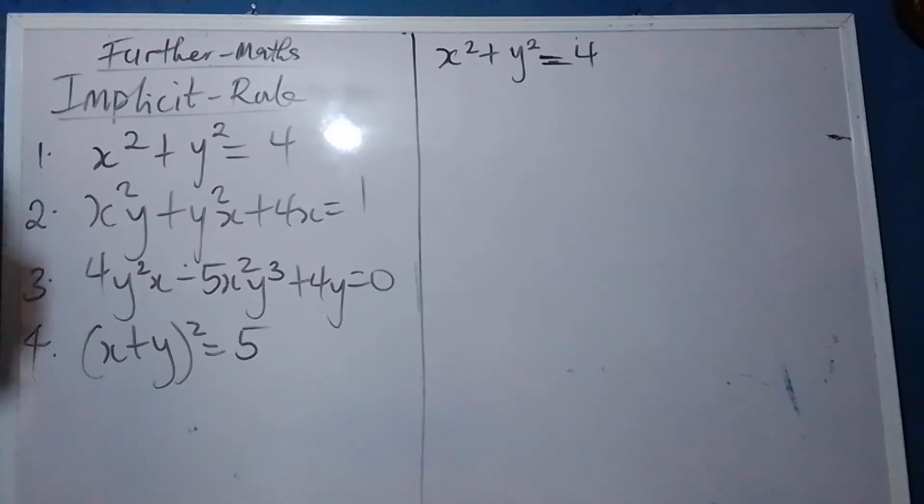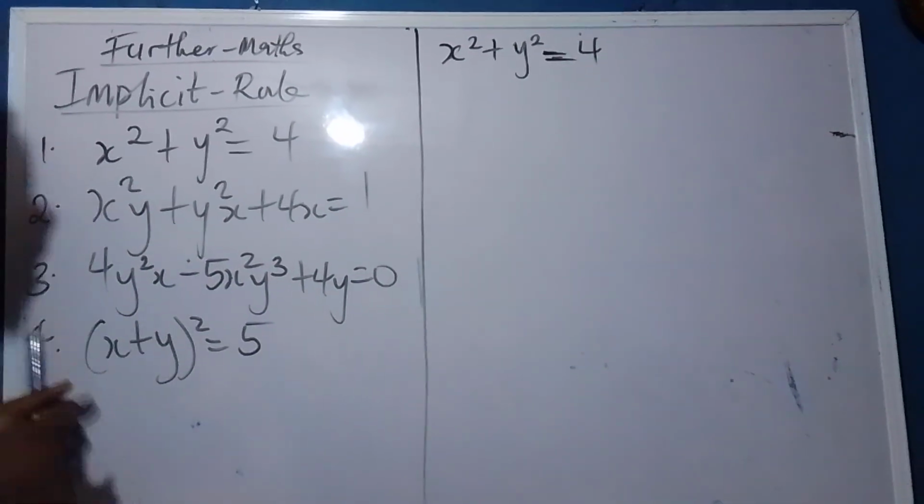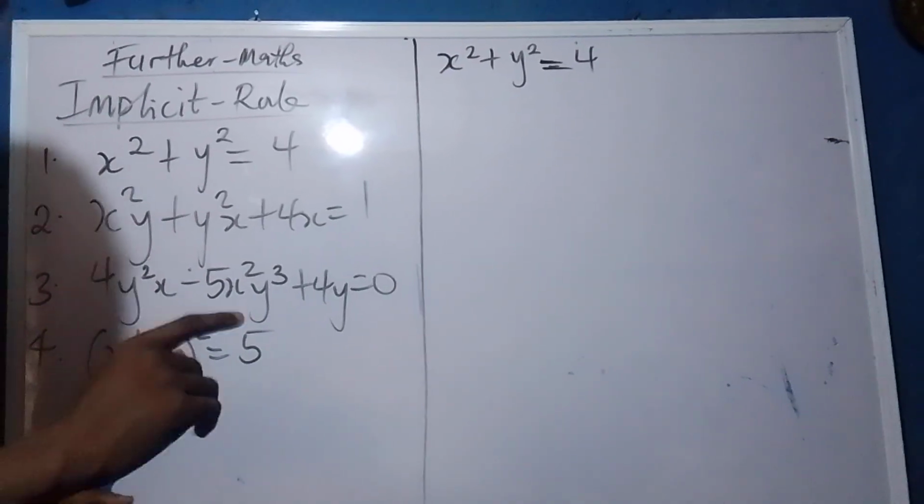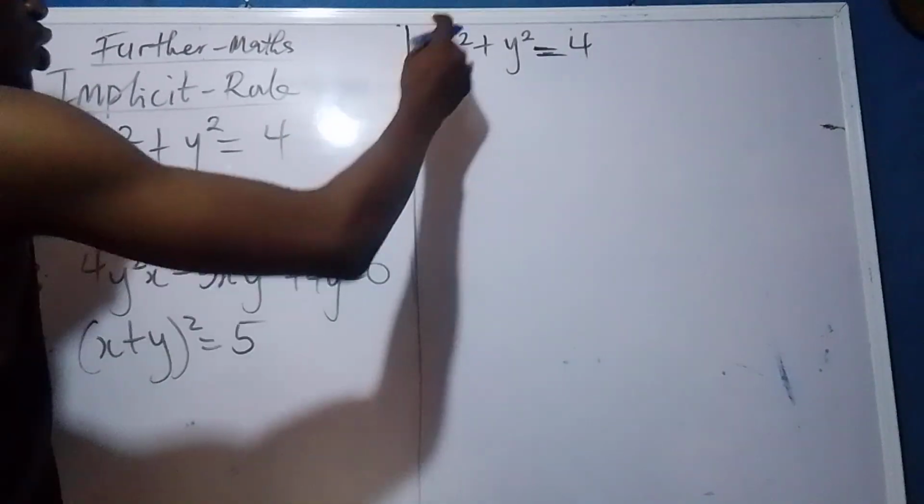Now, how do we use implicit rule to differentiate? Note something, that at every point whenever you differentiate y, always add the dy over dx. Do you understand? So let's look at the first example.